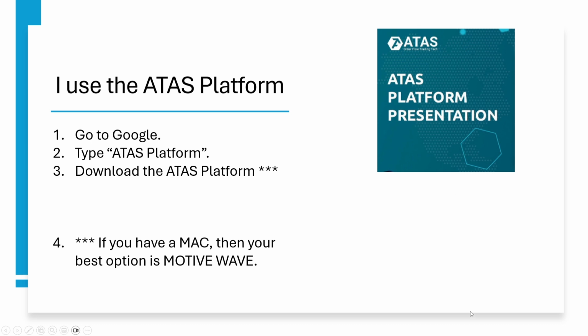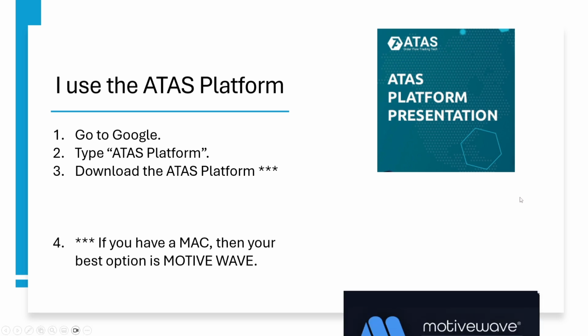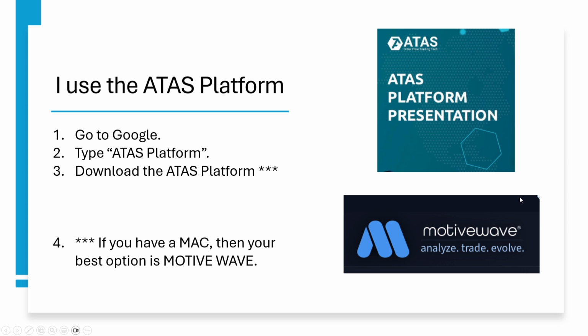Now, for you to get the ATS platform, you can do it right now. So if you pause this video and go to Google, type in the ATS platform and then download the ATS platform. Now, step 4 is going to be important. If you have a Mac, I understand because I don't use a Mac, but if you have a Mac, I understand that your best option will be something called MotiveWave. And so MotiveWave and ATS essentially do the same thing, but they're different platforms.